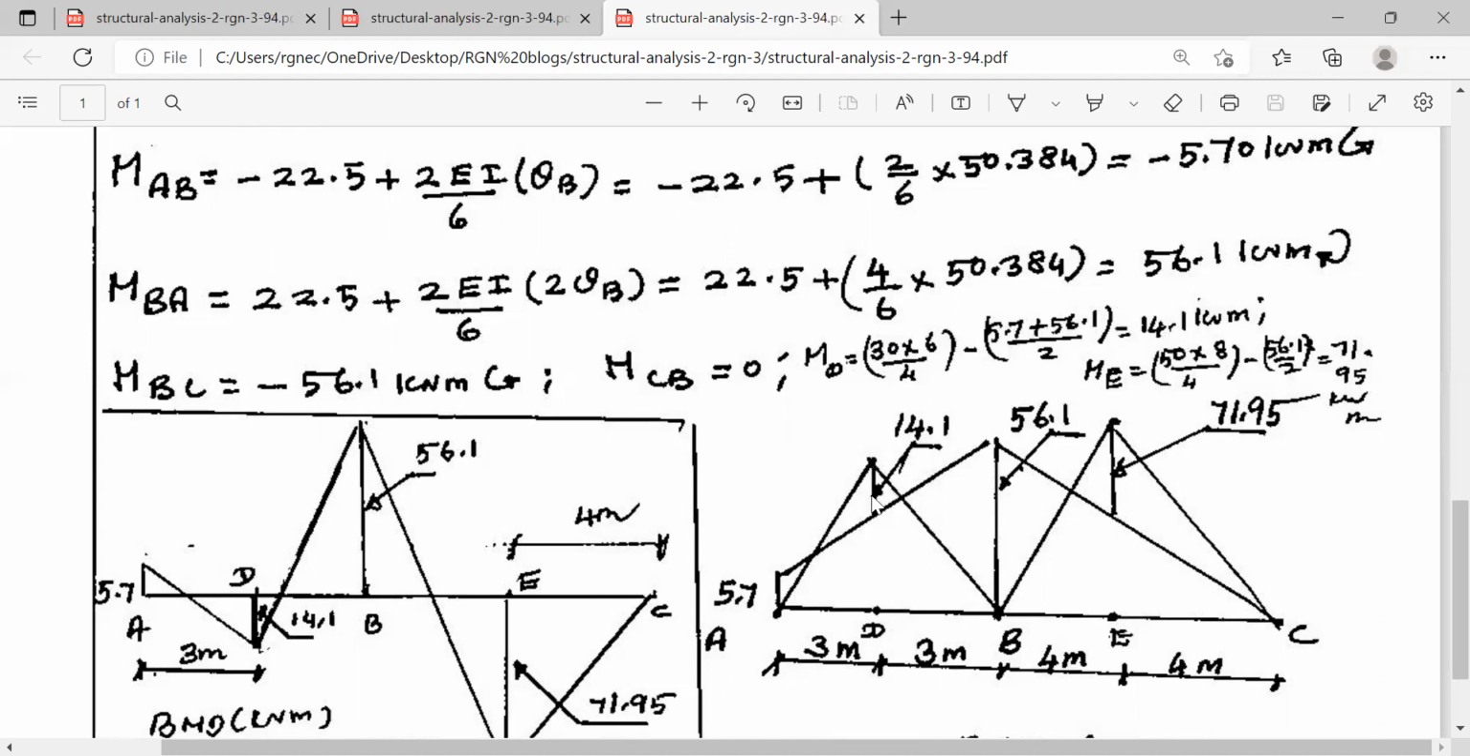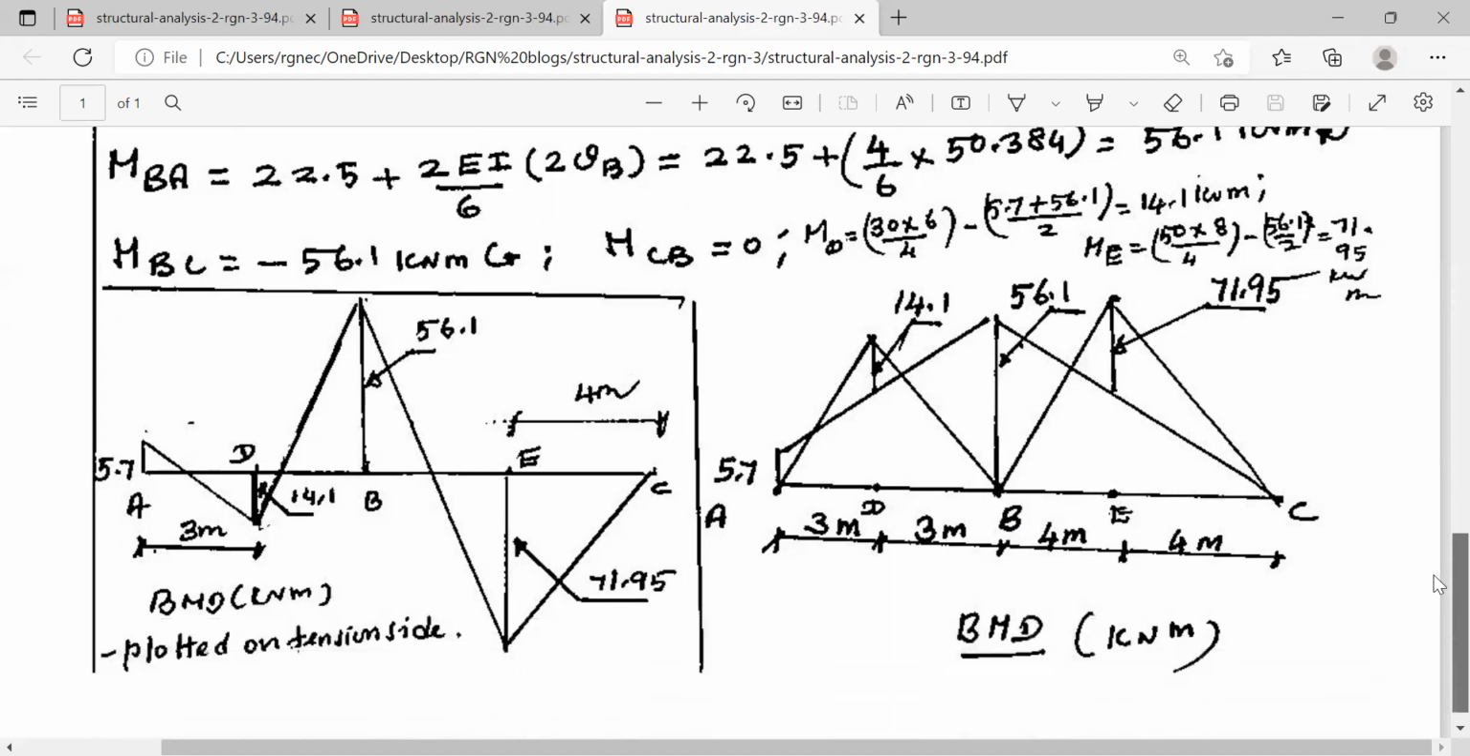It is 14.1 at point D. That is midspan of AB. Similarly, midspan of C, that is point E. The bending moment due to simply supported effect is WL by 4, 50 into 8 by 4 minus the negative bending moment. It is 56.1 at one end and 0 at the other end. Therefore, at midspan, it is equal to 56.1 by 2. Sum of these two is 71.95. So this is the net bending moment ordinate.